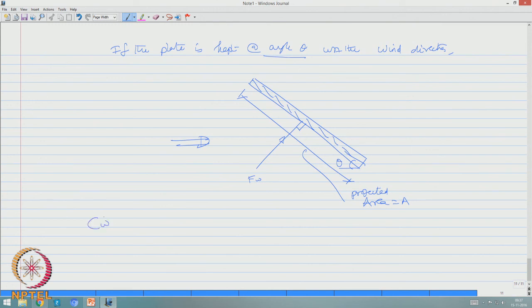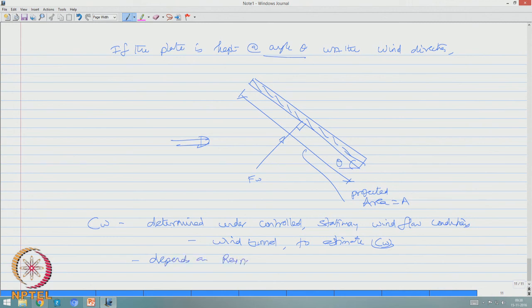The wind pressure coefficient C W is generally determined under controlled stationary wind flow conditions. Usually, this experiment is conducted in a wind tunnel to estimate C W. It of course depends on the Reynolds number. The value usually is 0.7 to 1.2 for cylindrical members.